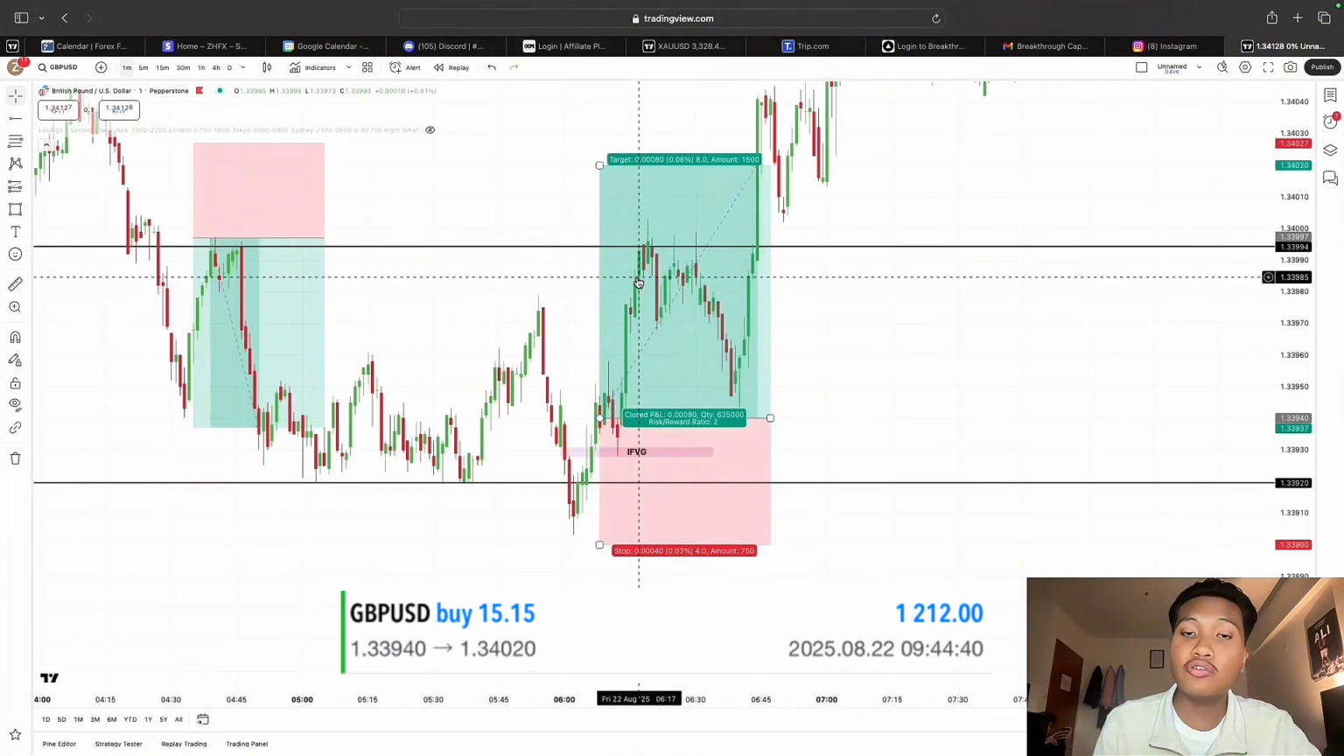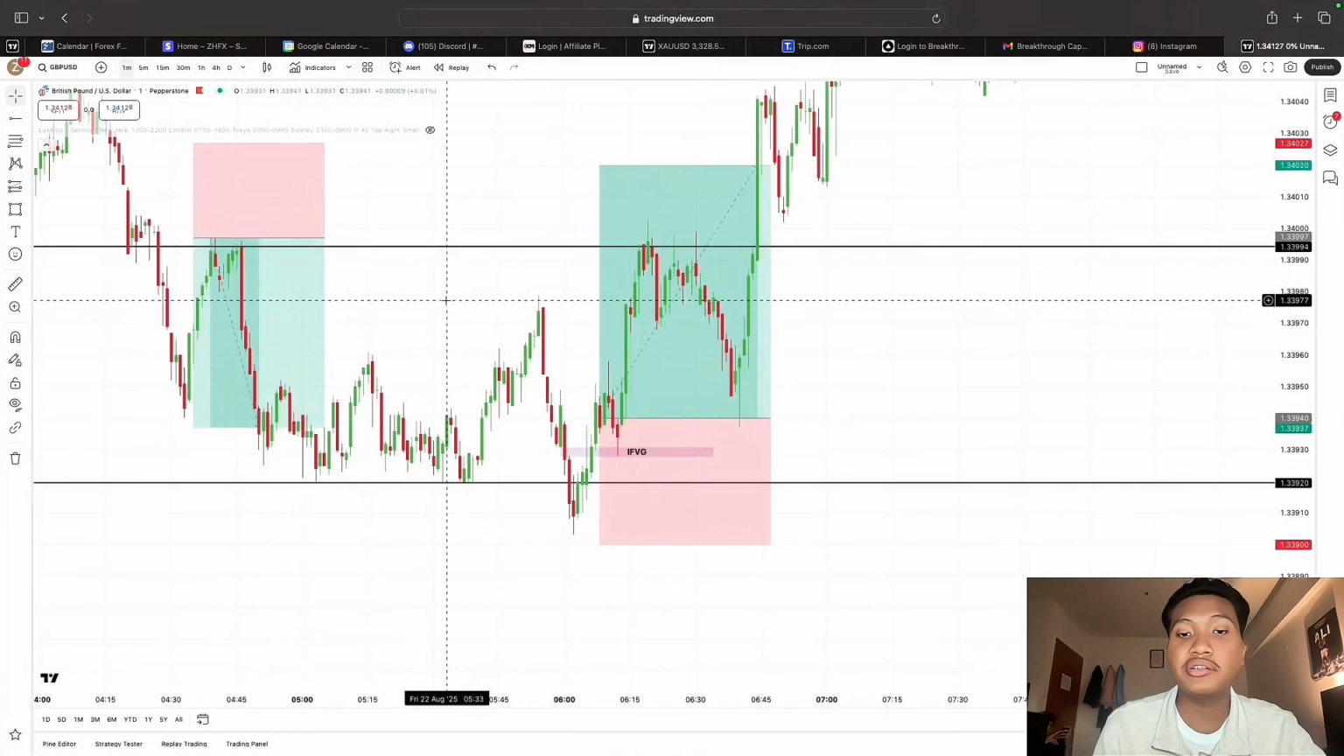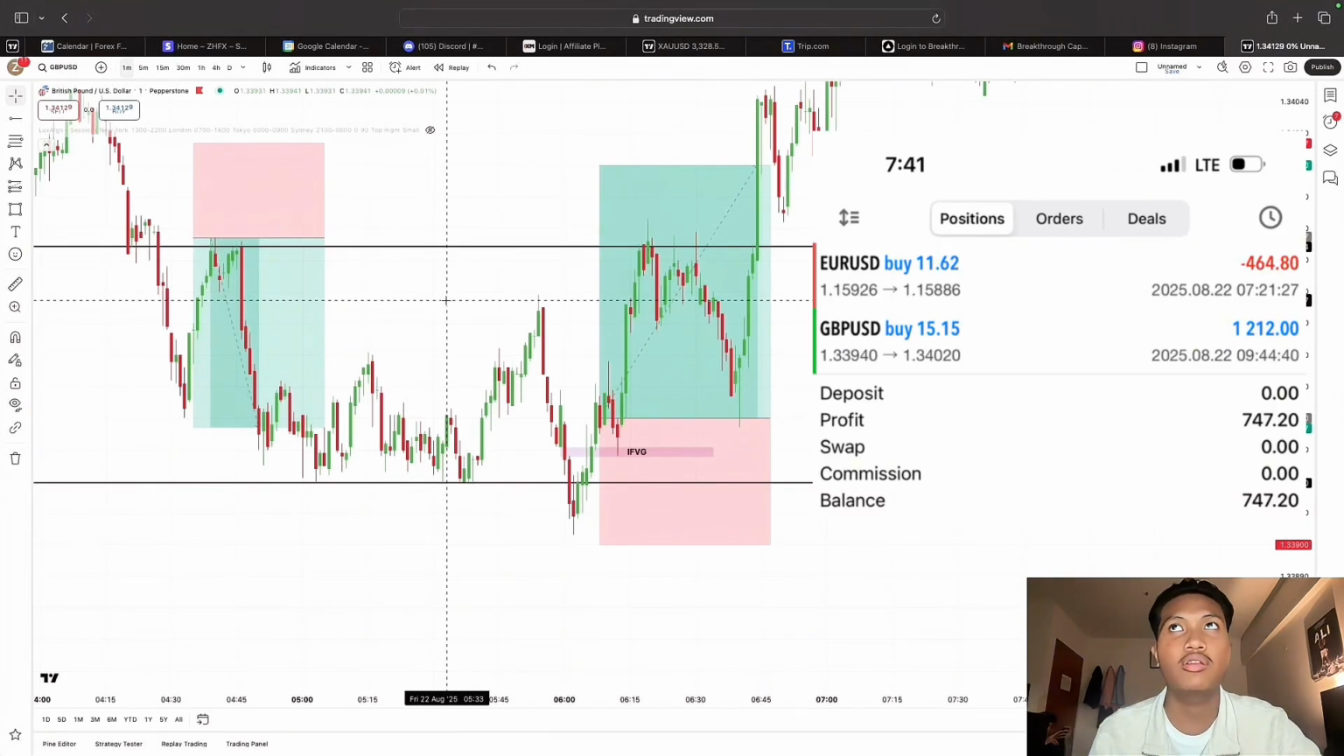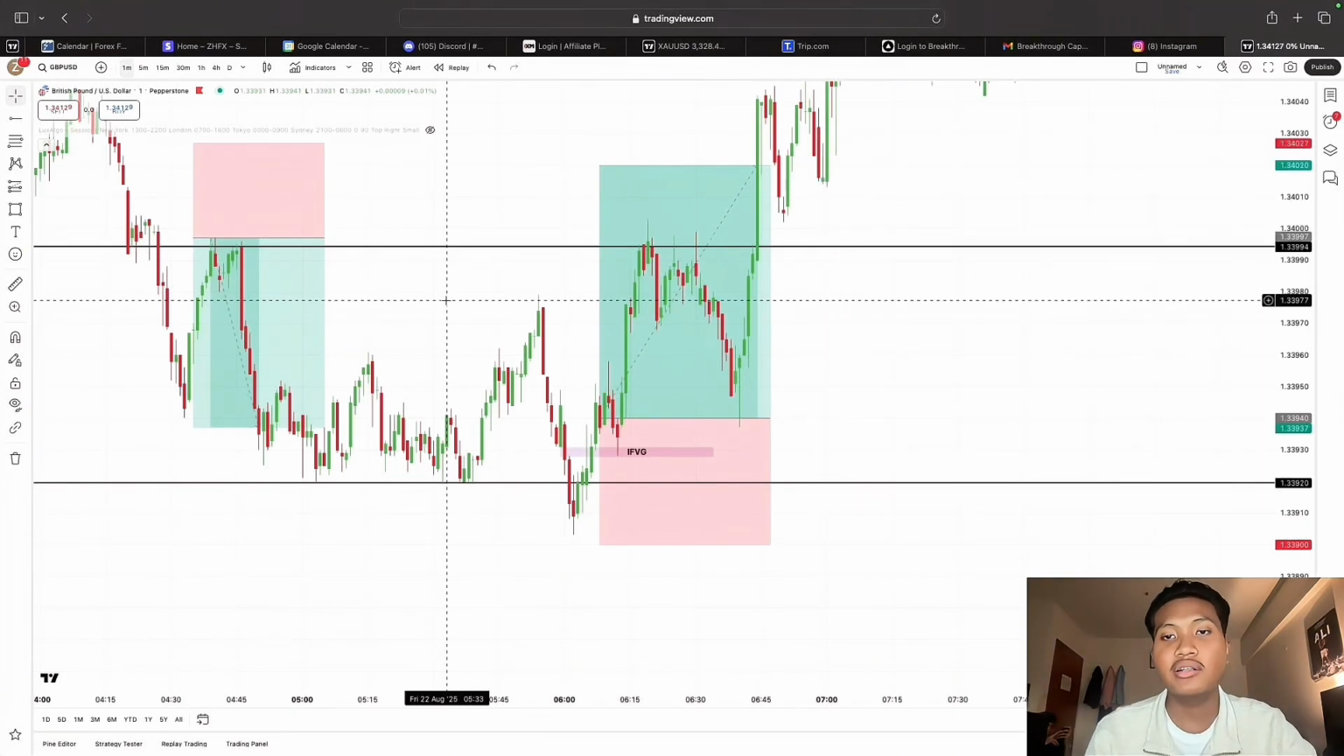I took 2 trades, right? The sell limit I didn't take because of spreads. The first trade was a 1% loss, the second trade was a 2% win. So I ended the day on a 1% gain, which is $700, relatively 1.2 or 1.3%. This just goes to show that even with one win and one loss, if you have a good RR, you can still end the day in profits.